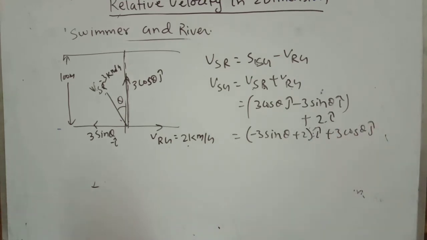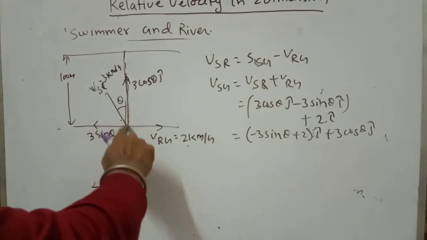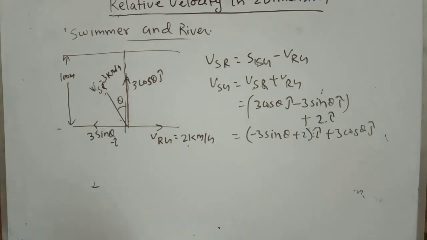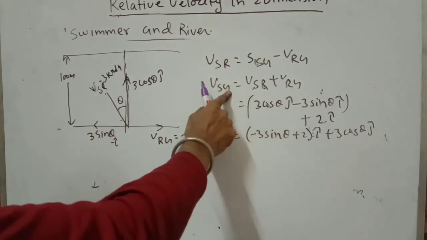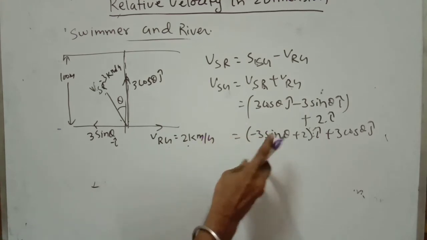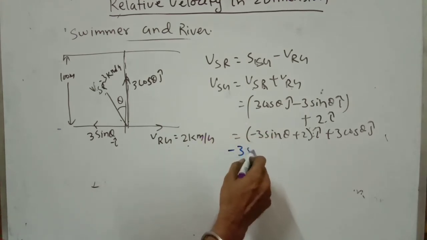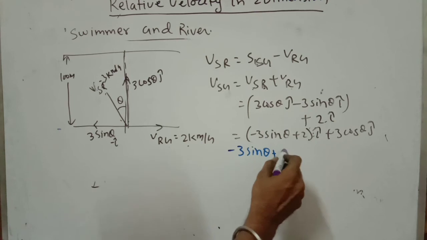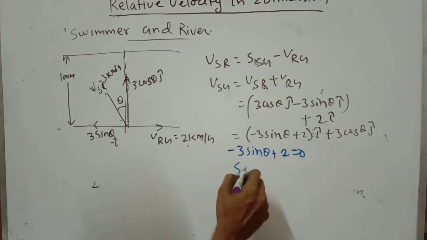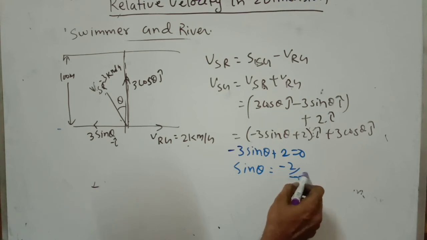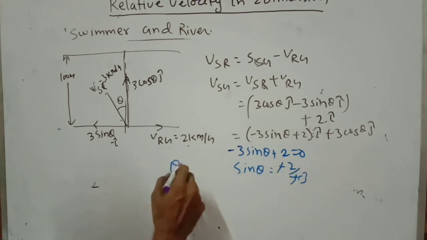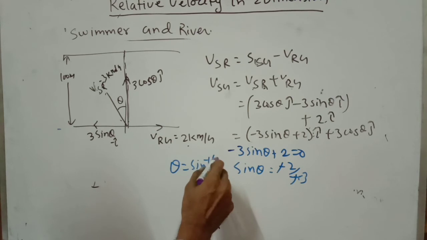Listen carefully, very easy. Here the swimmer wants to cross just opposite of the initial point, so the horizontal component with respect to ground must be 0. That means you can write minus 3 sin theta plus 2 equals 0. So sin theta equals 2 by 3, so theta must be sin inverse of 2/3.